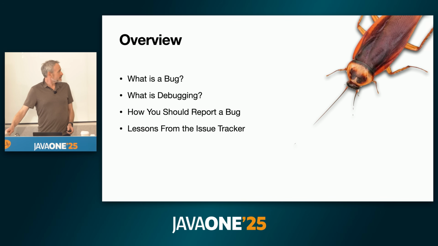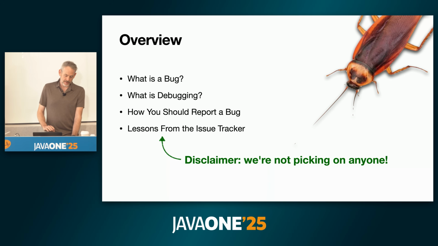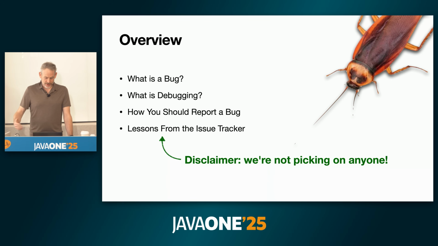So here's what we're going to do with this presentation. I want to talk a little bit about what is a bug, what is debugging, at least in the context of this presentation, and how you should report bugs if you have an issue to raise. Then for the last half of the presentation, I want to take issues that have been raised in the Spring Boot issue tracker and see if there are techniques we can use or lessons we can learn from them. As a disclaimer, all of the issues are real, and the people that raised them are real. We're not trying to pick on anyone or make them feel bad. It's just about using them to guide our learnings.